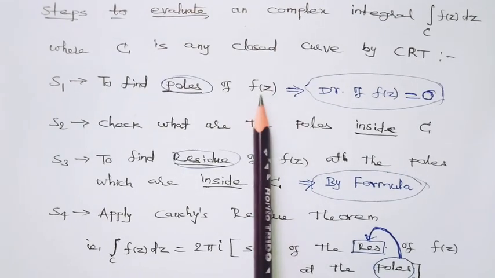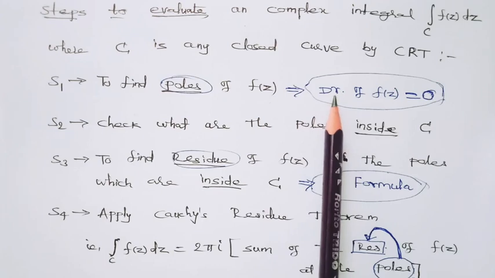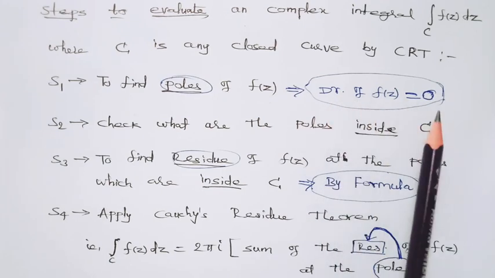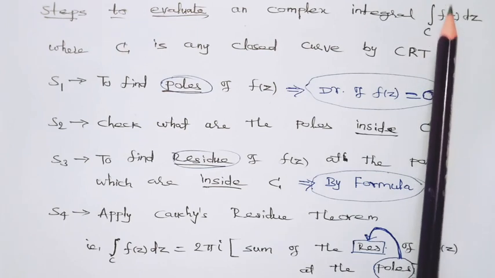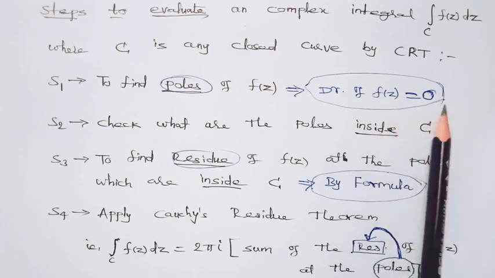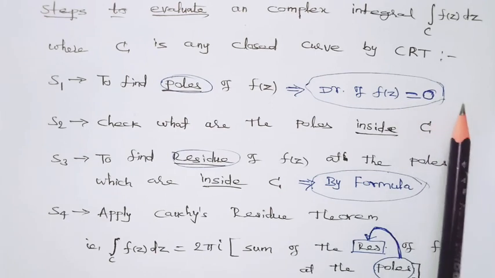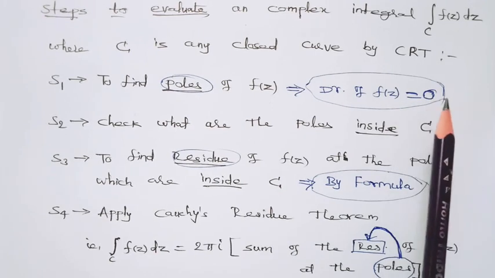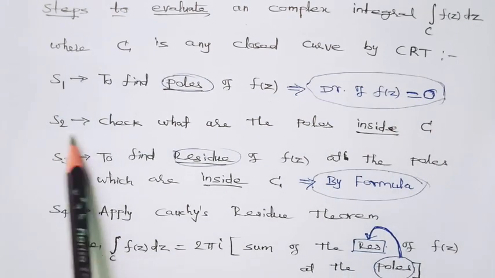How to find poles? It's very simple. Just equate the denominator of f of z with 0. f of z is the integrand of the given question. After solving the denominator equated with 0, you'll get the values of z. They are called poles.